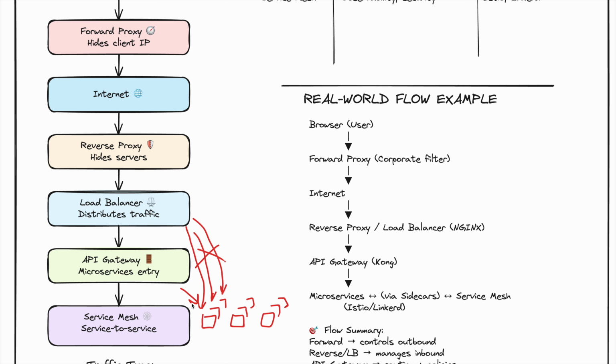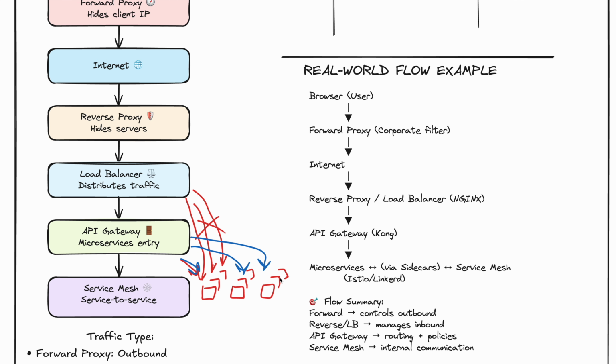For example, we are routing to this microservice, or the next one to this microservice, or to another microservice, and so on. So basically, the API gateway is an entry point to our system.